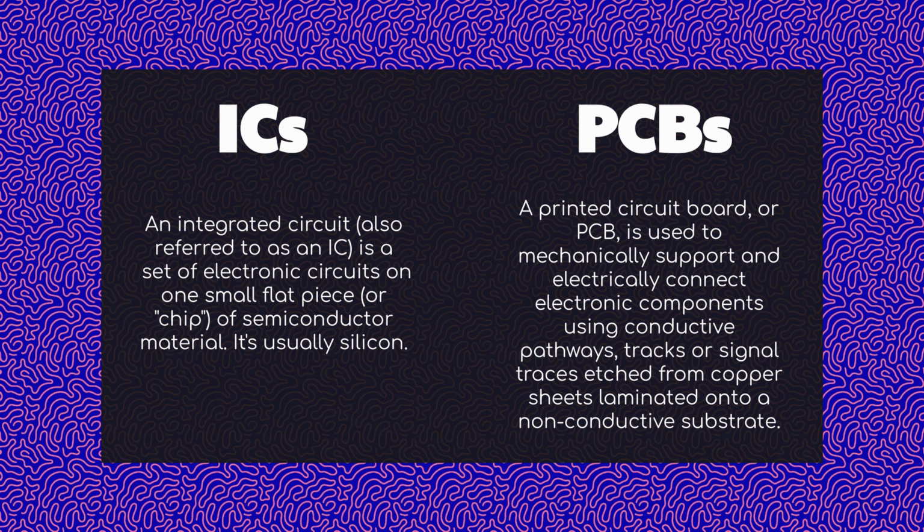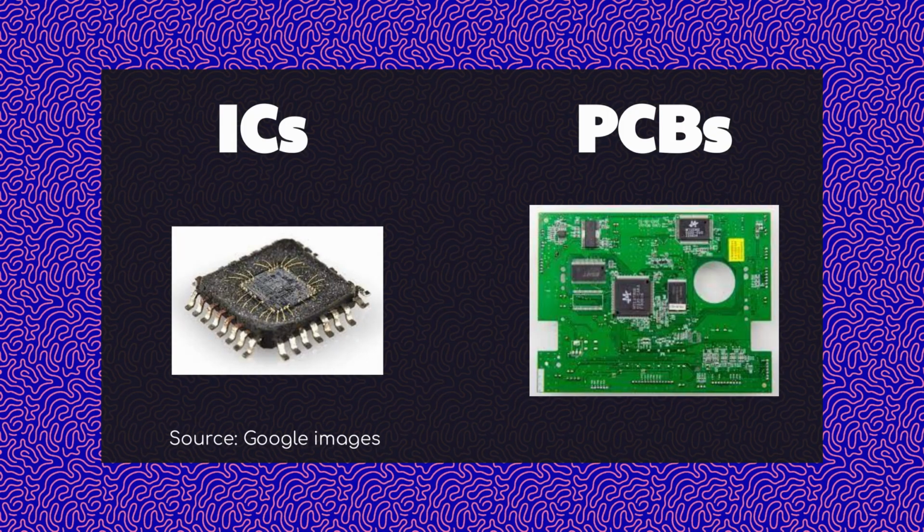To tell you in more detail, an IC is a set of electronic circuits on a single piece of chip which is usually made out of silicon, whereas a PCB is a board that contains many layers of alternating conducting and non-conducting materials that mechanically supports and electrically connects electronic components like inductors, capacitors, ICs, resistors, etc. This slide has an example picture of an IC and a PCB.